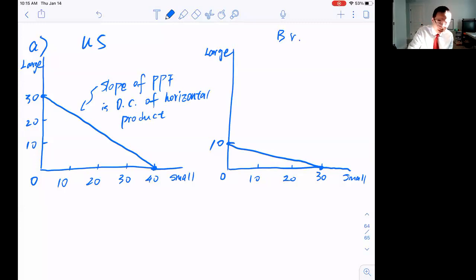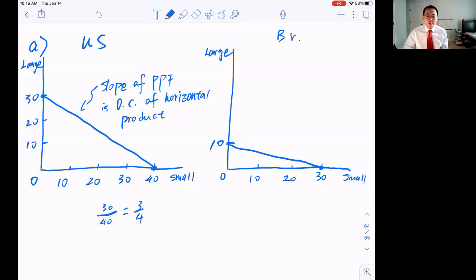If you do the slope, it's rise over run, so that's 30 over 40, which gives you 3/4. That means for every small airplane you produce, you lose 3/4 of a large airplane, because opportunity cost measures what you give up when you choose to do something. So when you choose to make one small airplane, you're giving up 3/4 of a large airplane that you could have made with the same resources. Does that make sense?